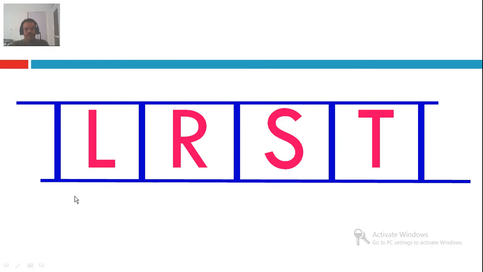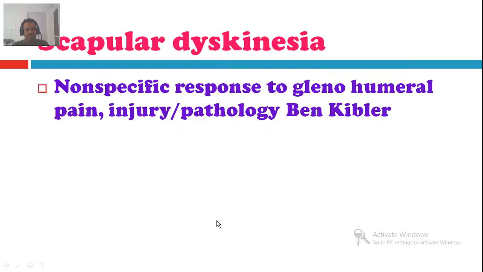Okay, and this is LRST muscles, that is levator scapulae, then rhomboids, serratus anterior, and lower part of the trapezius. So remember that in order to build up the scapular foundation for the shoulder, one should not forget about working at LRST muscles, that is levator scapulae, rhomboids, serratus anterior, and lower end of the trapezius.